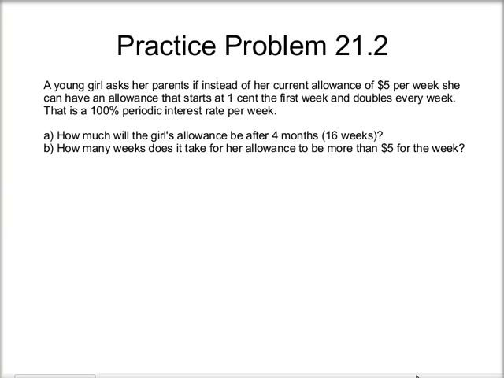Well, we're going to use the compound interest formula here. So A, the amount after n weeks, will be equal to the principal amount times 1 plus the interest rate to the n, where n is the number of compounding periods.